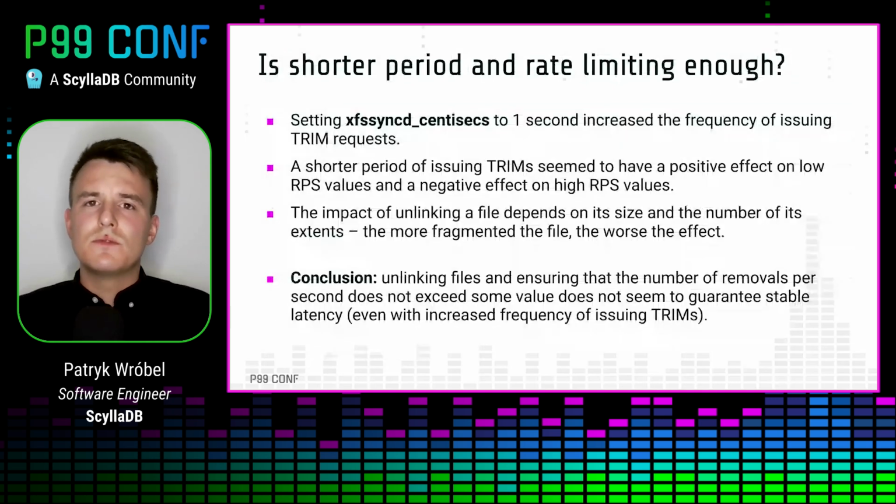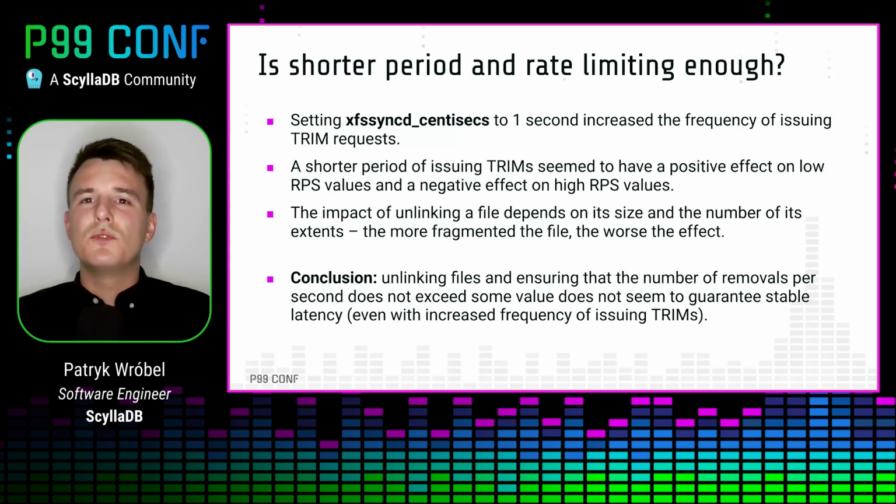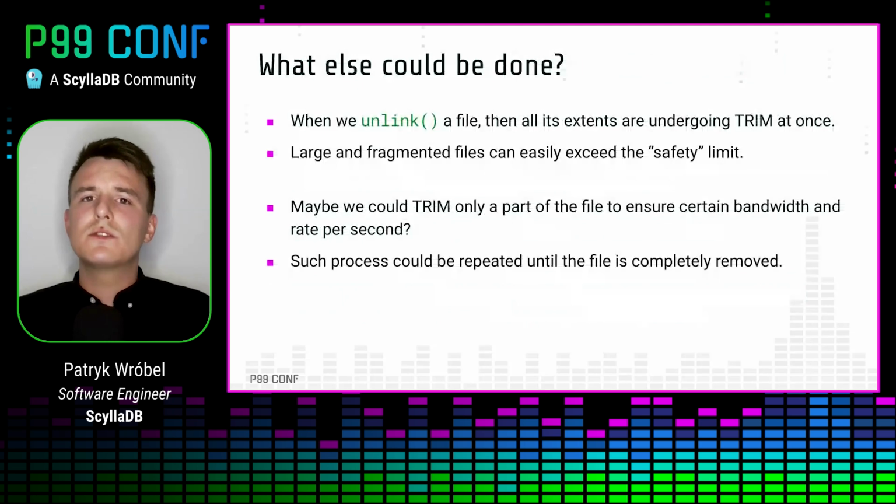So just to summarize this part, the impact of removal of a single file depends on its size and its fragmentation, and rate limiting may not be able to help with removal of such files, because we can always have a big and fragmented file. But we may use rate limiting and a shorter sync period to decrease the magnitude of latency spikes. So what else could be done?